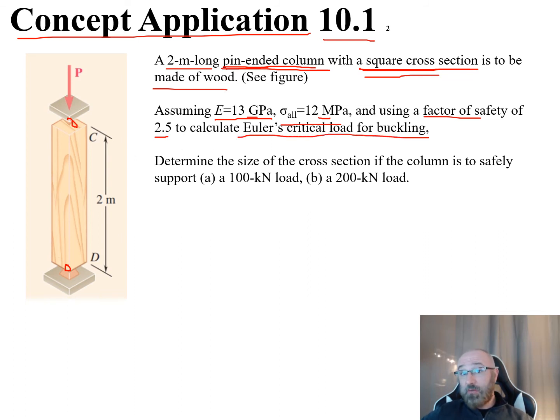Now, what are they asking us to solve in this problem? They want us to determine the size of this cross-section, which is a square cross-section, they give us up there, if the column is to safely support two different scenarios. So in part A, if it safely supports a 100 kilonewton load, and in part B, if it safely supports a 200 kilonewton load. So we'll go through and solve this for part A first, and then continue on and repeat that solution, but now using a load of 200 kilonewtons for part B, and see how that varies our solution as we're trying to determine the size of that cross-section.